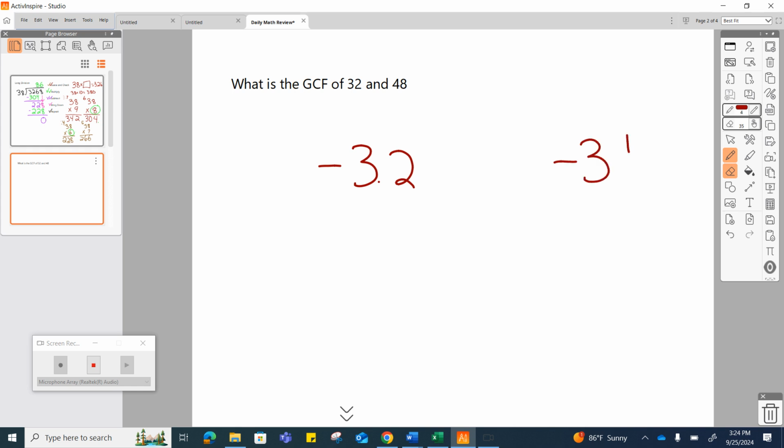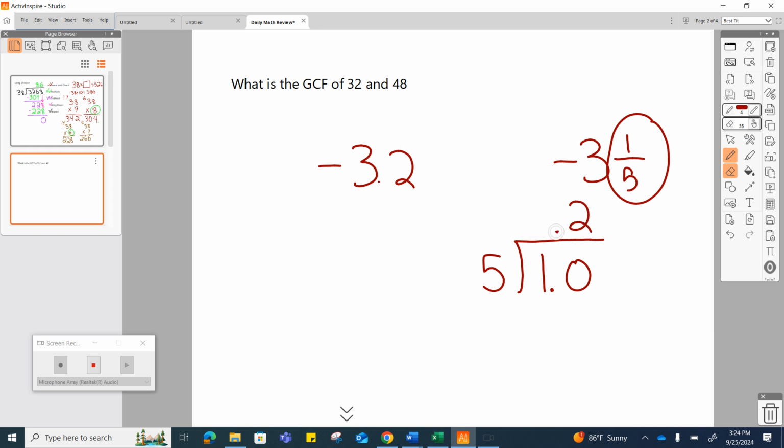The other thing you can always do is convert this to a decimal by division. 1 divided by 5. 5 does not divide into 1, so I have to add a decimal place and a 0. Then look at that 1 0 as 10. 5 does go into 10 2 times. 2 times 5 is 10. I subtract, there's nothing left. So 1/5 is the same as 0.2. Negative 3.2 is equal, that's not a problem, to negative 3.2. Okay?